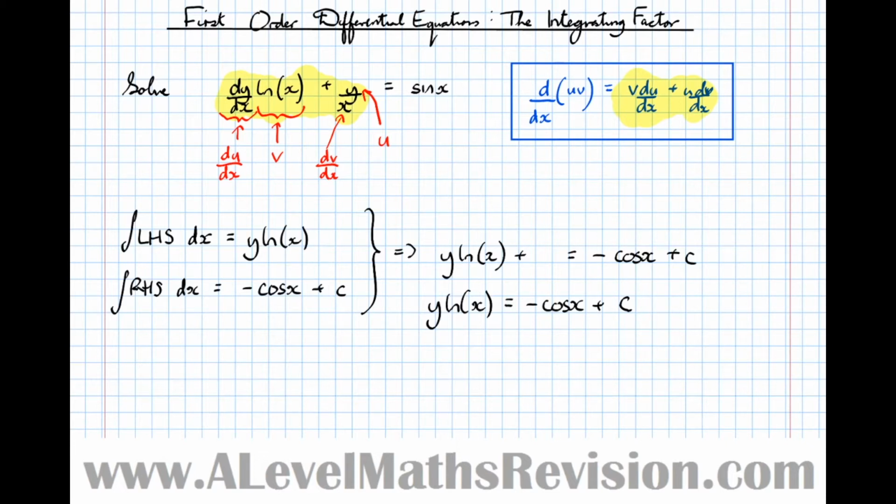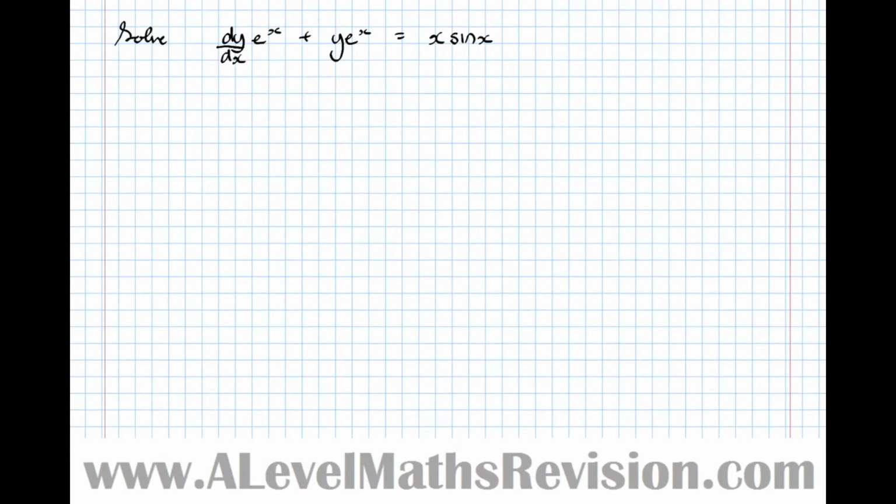Perfectly acceptable. So it says dy by dx e to the x plus y e to the x equals x sin x. So what we've got to notice again is that the left hand side is a product rule. So it's always a safe bet that y is u, so that when we differentiate that with respect to x, du by dx is dy by dx. So we differentiate y with respect to x, we get dy by dx. Okay, so that makes that one v.